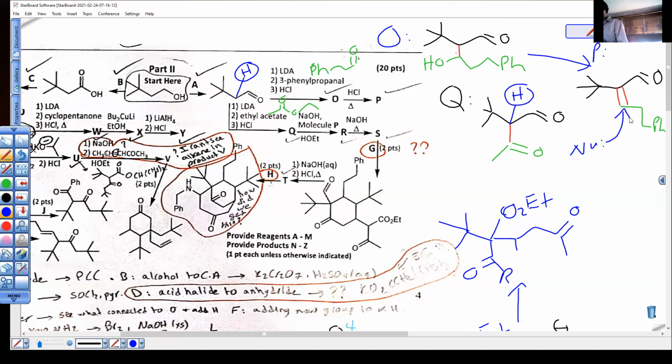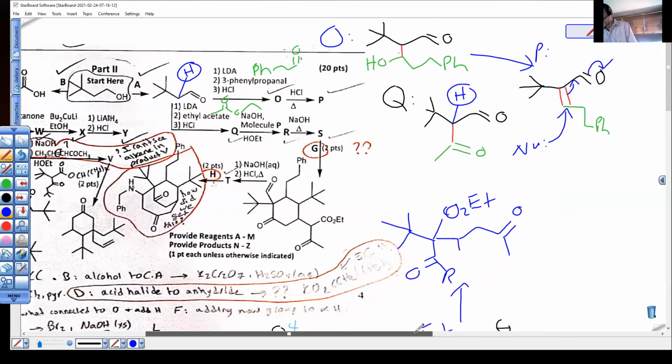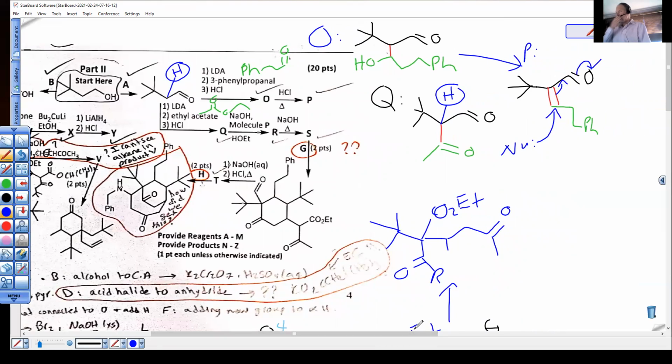It's going to go there. Resonate up. There's the 1,4 addition. I'm going to go straight to molecule S now. NaOH and heat. We better draw R first. We haven't drawn R.